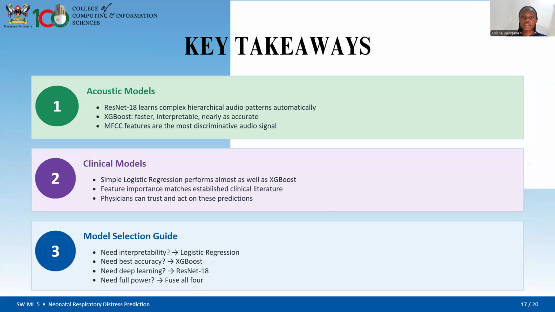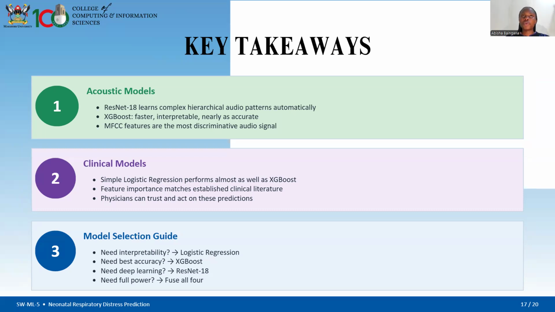So our key takeaways from the models that we trained were, for acoustic models, we had the ResNet and the XGBoost. The ResNet learns complex hierarchical audio patterns automatically, whereas the XGBoost is faster, it's interpretable, and it's nearly as accurate. And the MFCC features, or what we would call the mel frequency cepstral coefficient features, are the most discriminative audio signals. Then for the clinical models, we have the simple logistic regression, which performs almost as well as the XGBoost, and feature importance here matches the well-established clinical literature.